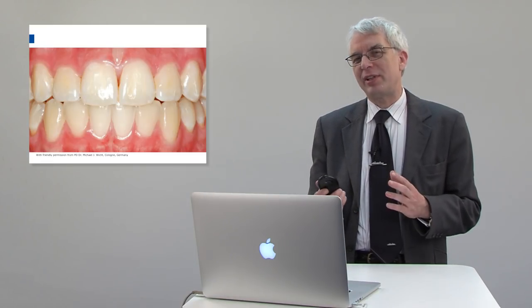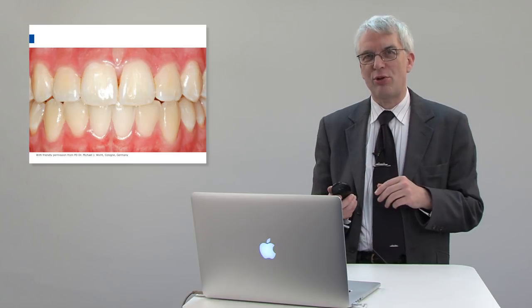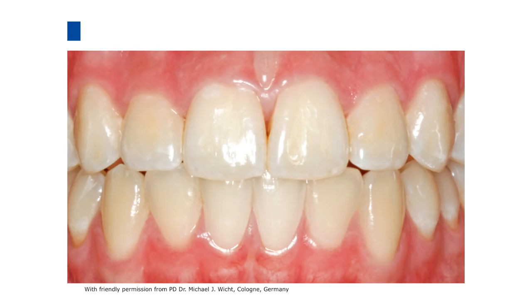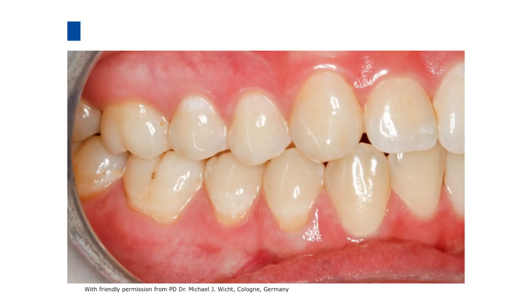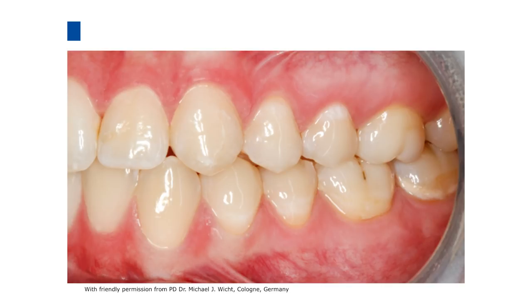Let me give you an example here. This is a 26-year-old patient that came to Dr. Wicht in his Cologne University clinic. And at first sight, everything looks nice. Nice teeth, nice gums, and also on the posterior area, there's a little bit of caries there, nothing to worry about. Gums are healthy, everything looks fine, right and left, everything is good.